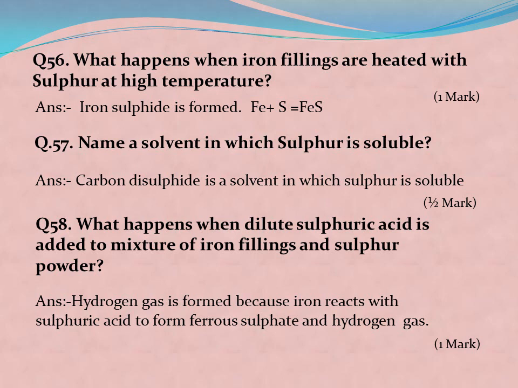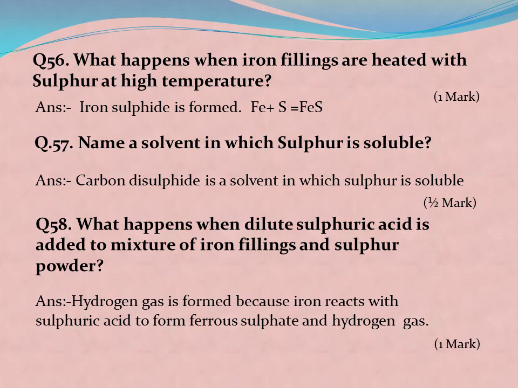Question number 56. What happens when iron fillings are heated with sulfur at high temperature? Answer. Iron sulphide is formed. Fe iron plus sulfur S equals FeS ferrous sulphate, iron sulphate. Question number 57. Name a solvent in which sulfur is soluble. Answer. Carbon disulfide is a solvent in which sulfur is soluble.